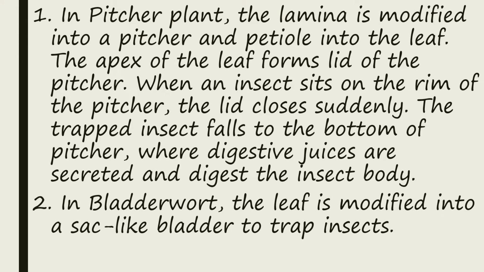In pitcher plant, the lamina is modified into a pitcher and the petiole into the leaf. The apex of the leaf forms the lid of the pitcher. When an insect sits on the rim of the pitcher, the lid closes suddenly. The trapped insect falls to the bottom of the pitcher where digestive juices are secreted and digest the insect body. In bladderwort, the leaf is modified into a sac-like bladder to trap insects.